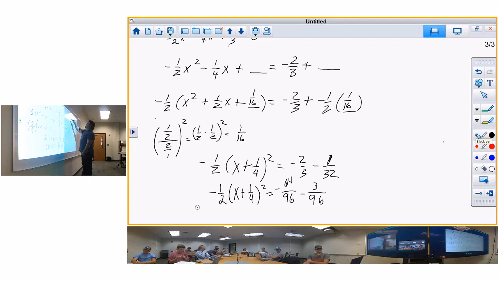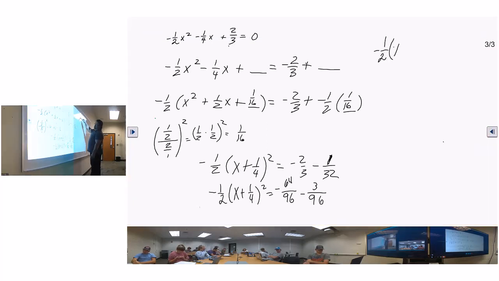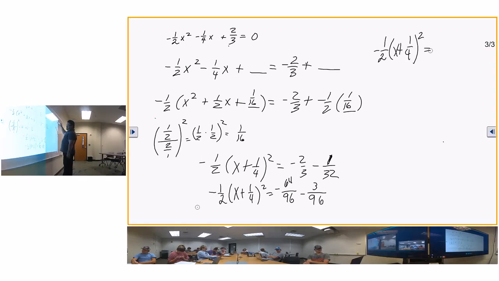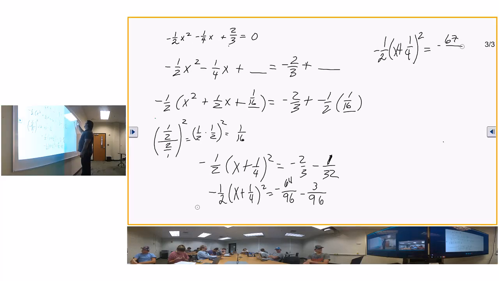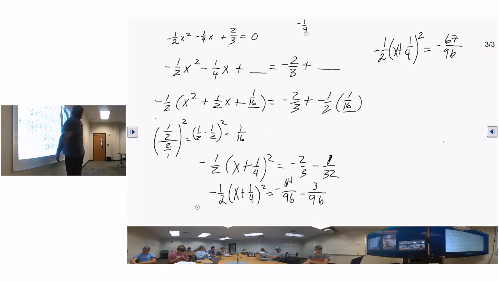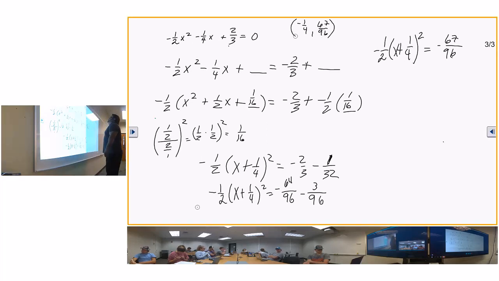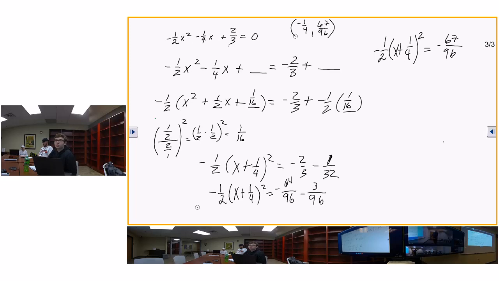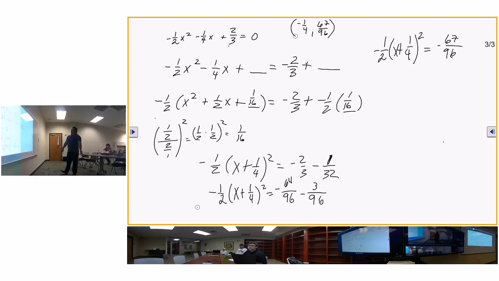So, negative 1/2 x plus 1/4 quantity squared is equal to negative 67 over what? Now, what's your vertex? Negative 1/4 and 67 over 96, which is basically 2/3, which is 0.67. So we can graph that. So do you not want us to reduce the fraction? You can if you want to, but 67 is prime, isn't it? I don't think you're going to be able to reduce that one.